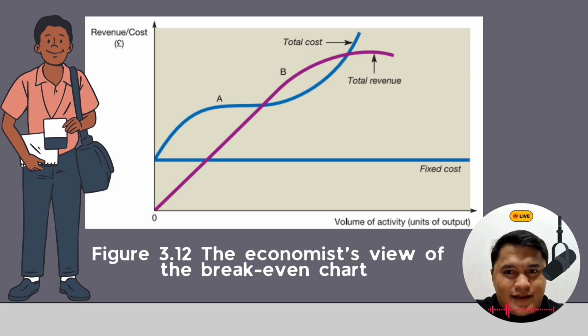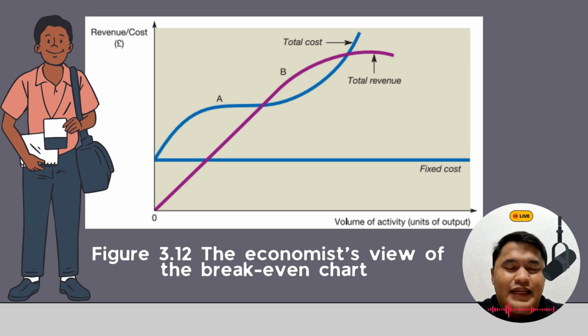The economist's perspective, as depicted in Figure 3.12. Imagine this graph showing how much money the company makes in revenue and how much it spends, which is the cost, as it produces more volume of activity. So let us define the lines, which is what it's all about.